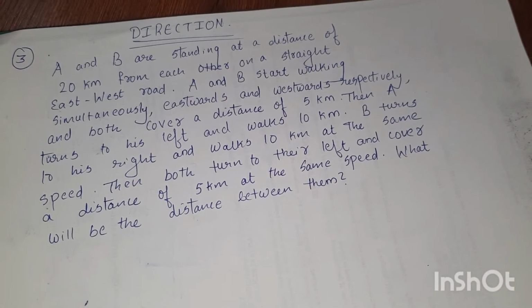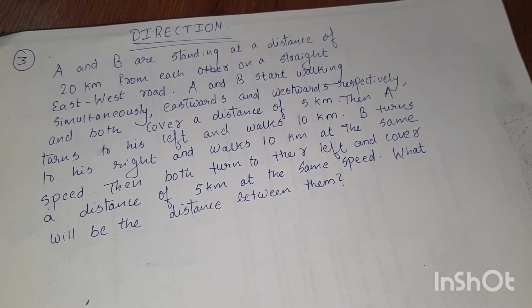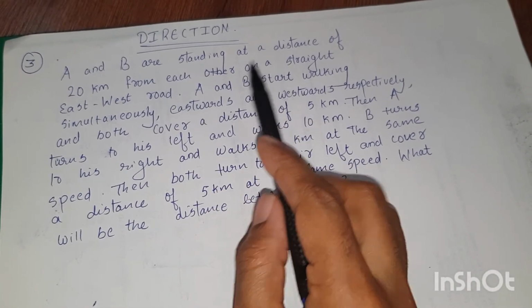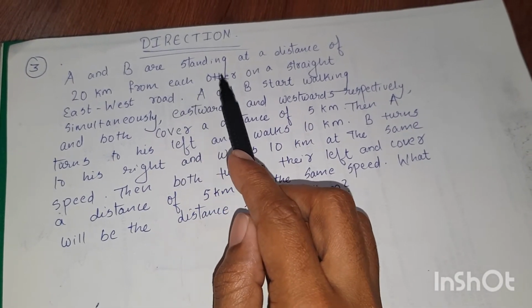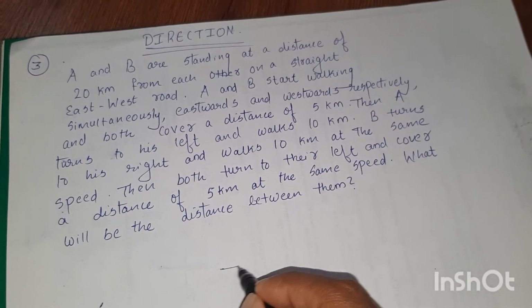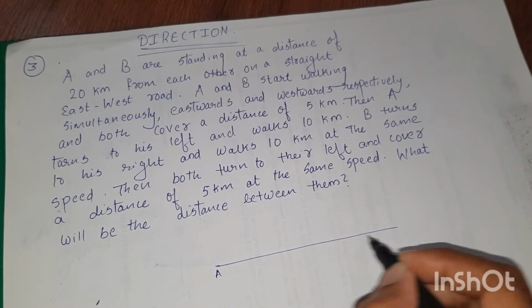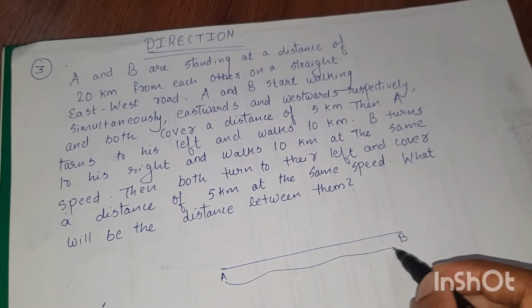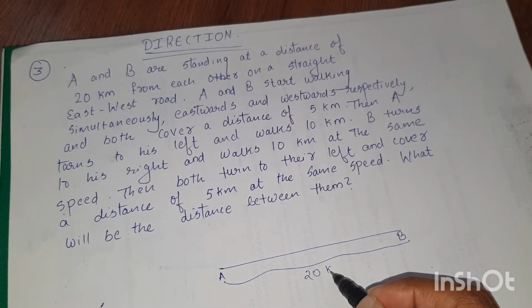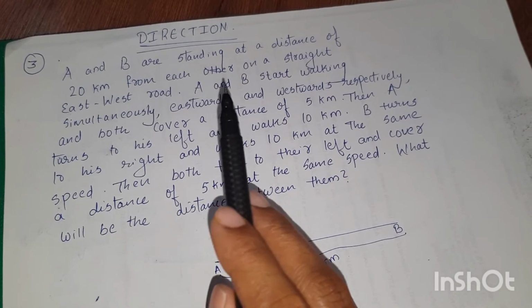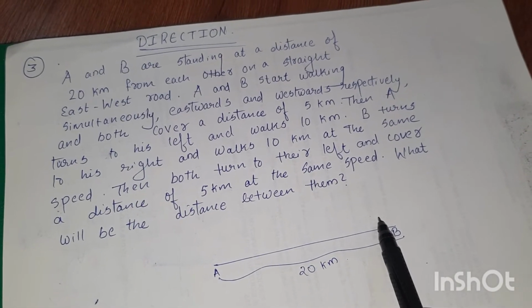Okay, going to the next question. This is a slightly tricky question. A and B are standing at a distance of 20 km from each other on a straight east-west road. Suppose this is the east-west road, and A and B are standing at a distance of 20 km. This much distance, the total distance between them, is 20 km.